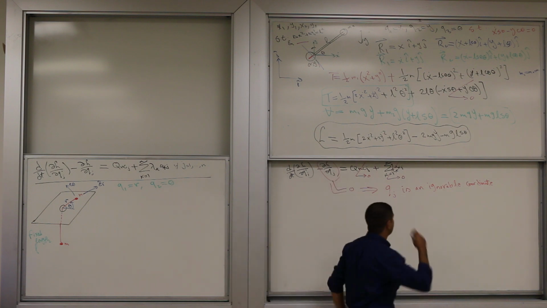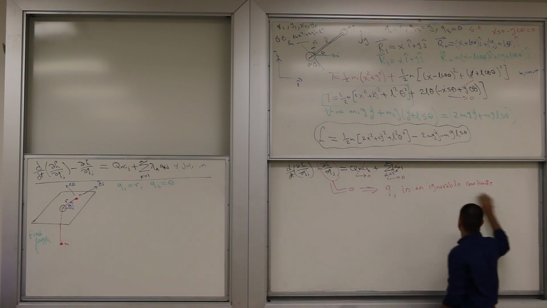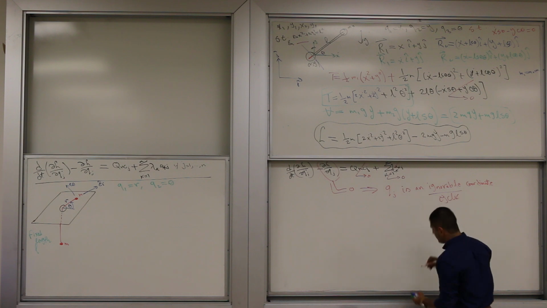You have determined velocities and the kinetic energy. So this is the position. The position doesn't affect your Lagrangian. It means it doesn't affect your dynamics. We call it an ignorable coordinate. Sometimes we call it a cyclic coordinate.